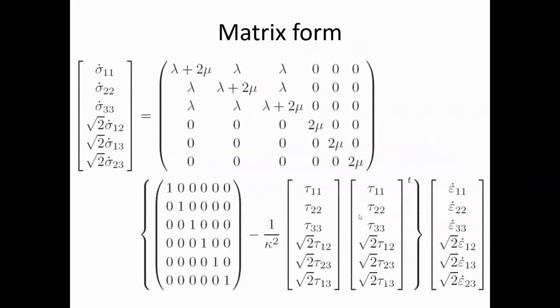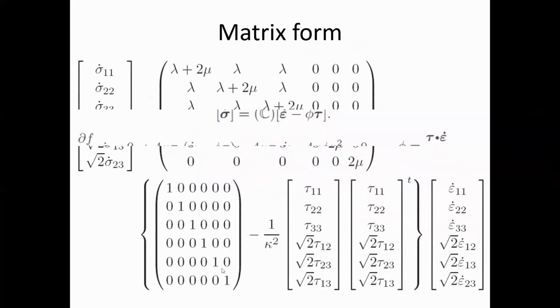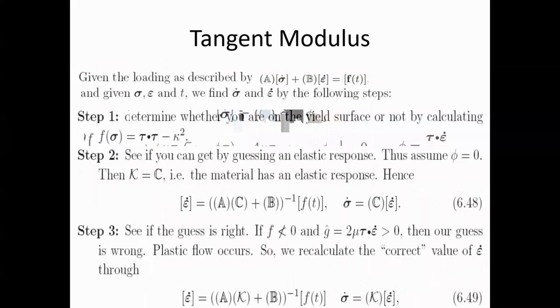In a matrix form, it will look like this. This is the elastic part of it. And therefore, this whole thing times unit matrix minus 1 by k square times this tau matrix times the transpose of this tau matrix times epsilon dot matrix will give me sigma dot. Got it? Yes, sir. So I can also have partially stress, partially strain form of loading. It's there in the notes that I have given.